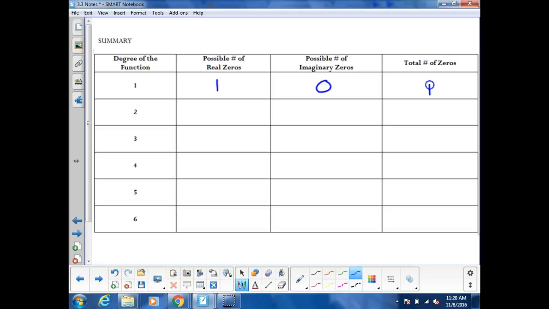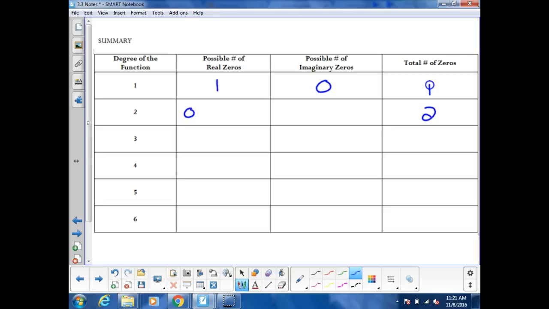Okay? Degree of 2. How many total zeros can I have? 2. Okay, I got to have 2 total zeros. What is the least amount of zeros that I could have? 0. I could have 0 real zeros. It could not cross the x-axis at all. It can be a concave up parabola, and it could be above the x-axis. It could be a concave down parabola, could be below the x-axis.